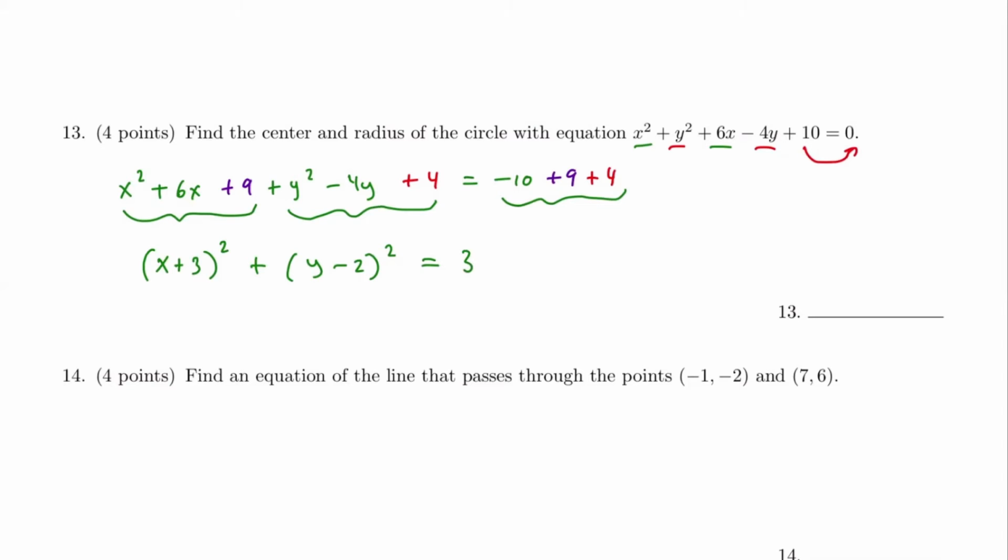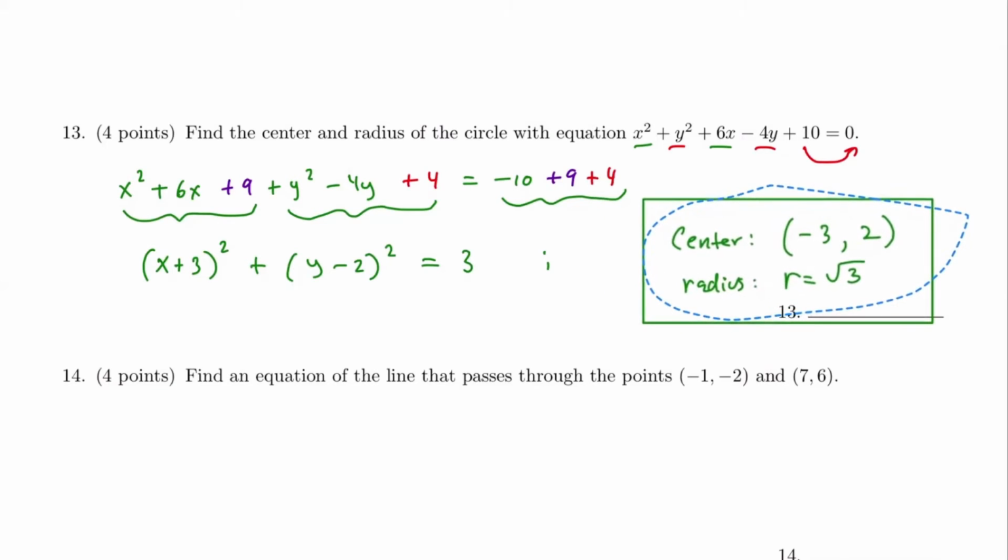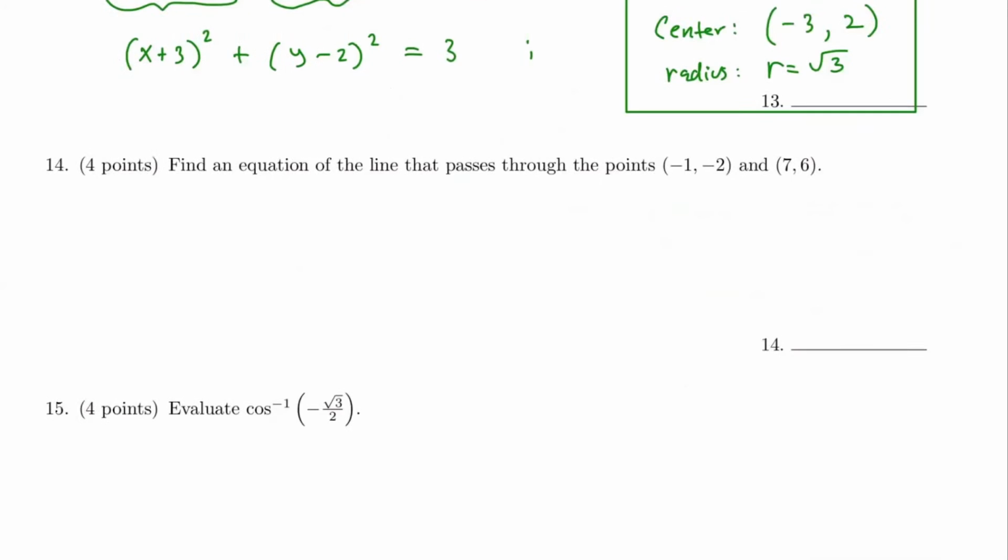All right, so that is in standard form. Now we can identify the center of the circle. The center will have the coordinates negative 3, positive 2, and the radius r will be the square root of this number right here. So positive square root of 3. So that is the answer to this question. All right, I hope this makes sense. All right, moving on to the next problem.